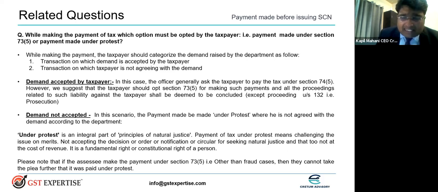While making payment of tax, which option must the taxpayer opt for: payment under section 73(5) or payment under protest? While making a payment, you should be discussing the categories, what kind of demand it is. What I can say at this point of time is that there is ample to cover.